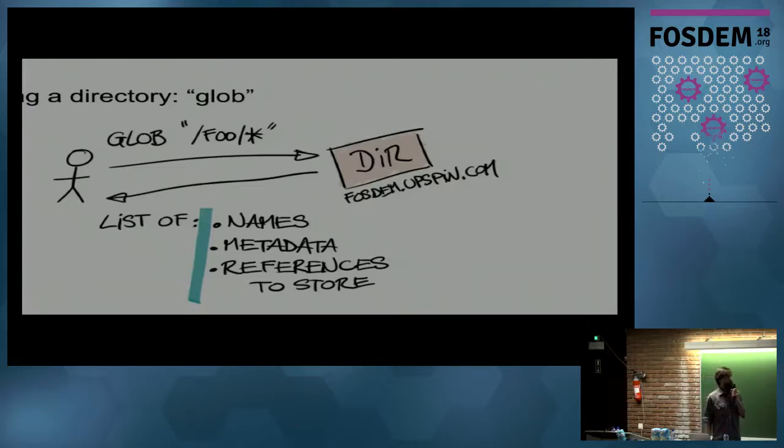Another example, listing a directory. This is an operation that you do only with the directory server. And then it will return a list of names and metadata and references to the store, just as before.